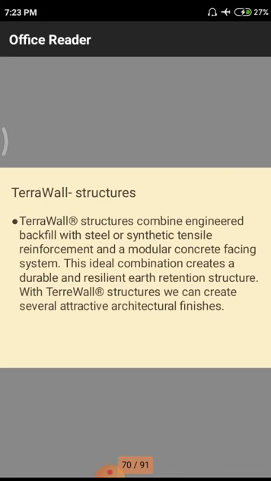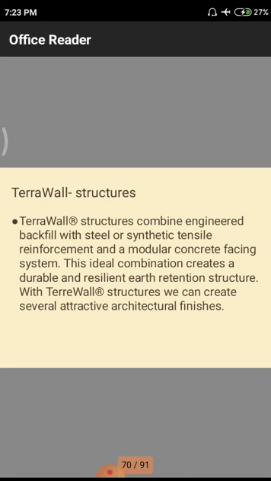That means modular means the blocks having different shapes, so that they will prefer those shapes and they will get this reinforcement details. The ideal combination creates a durable and resilient earth retention structure. That means combination means normally we are using two different materials to get a huge quantity of strength to the structure.